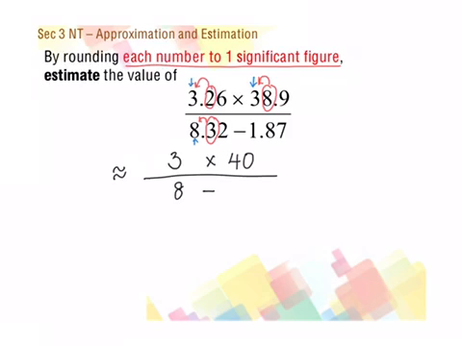Minus the number over here. 1 is the first sig fig. The second sig fig is 8. It will be more than 5, so we need to round up, and instead of 1, it will become 2. And now we work this out. 3 times 40 will give you 120. 8 minus 2 will give you 6, and this will approximately be estimated to the value 20. And this will be the answer.